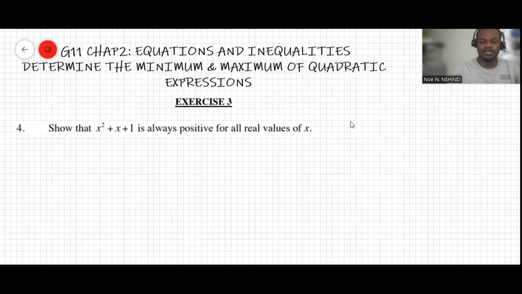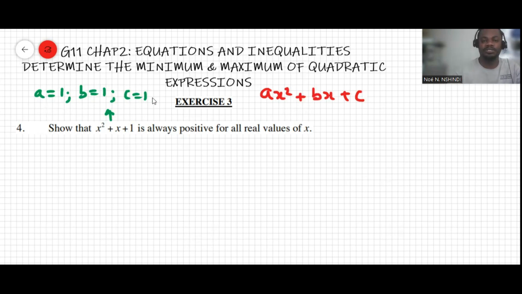Well, we have another question here. The question says, show that x squared plus x plus 1 is always positive for all real values of x. Now, we can do that by completing the square. Over here, we know that the coefficients are a is 1, b is 1, and c is 1. As I was saying, every quadratic expression is of the form ax squared plus bx plus c.